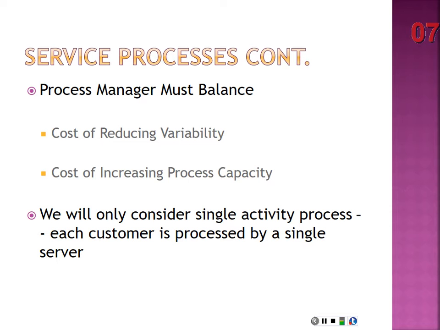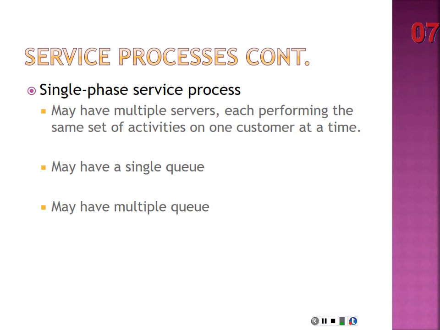In this chapter, we're only going to look at a single activity process. Each customer is processed by a single server, okay? A single-phase service process may have multiple servers, each performing the same set of activities on one customer at a time, and they can have a single queue or multiple queues. So think about when you go to Wendy's, right? You have to get in line and go through the cattle gate. That's a single queue. Wendy's may have more than one cash register open, but you still have to follow that process.